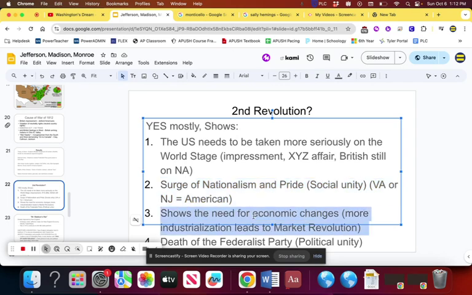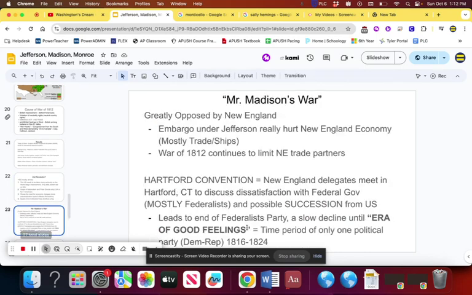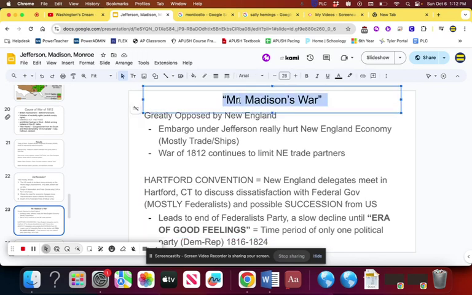It also shows that we need to have economic change. We can't all just be farmers. We're going to need to go out there and industrialize within the country itself. So it leads to the market revolution, which we're going to do posters on. It also leads to the death of the Federalist Party.